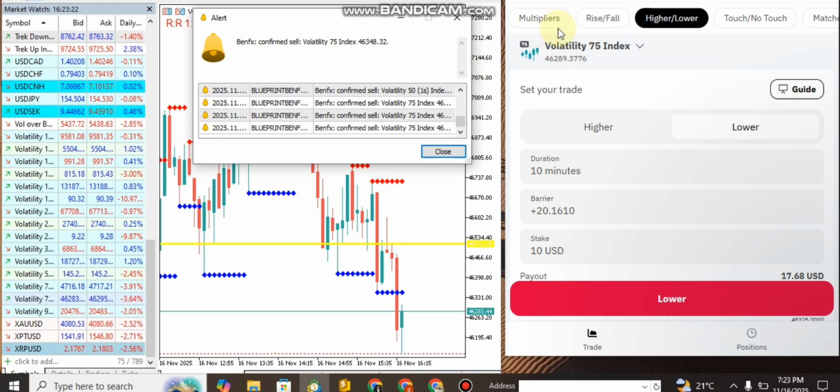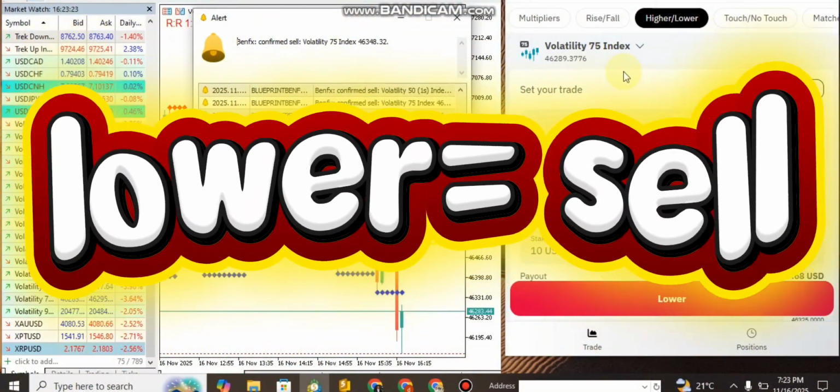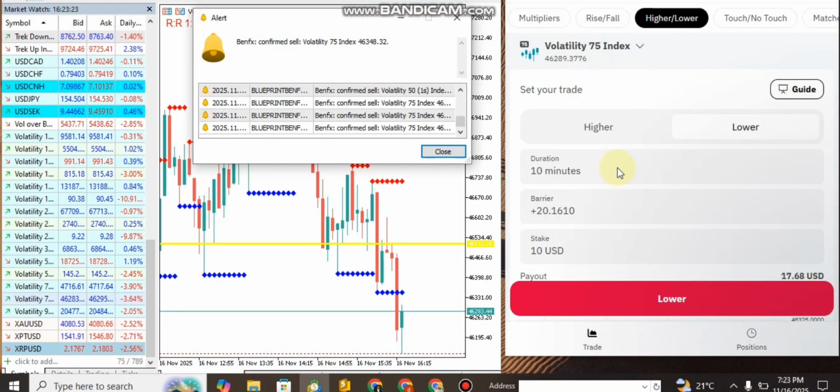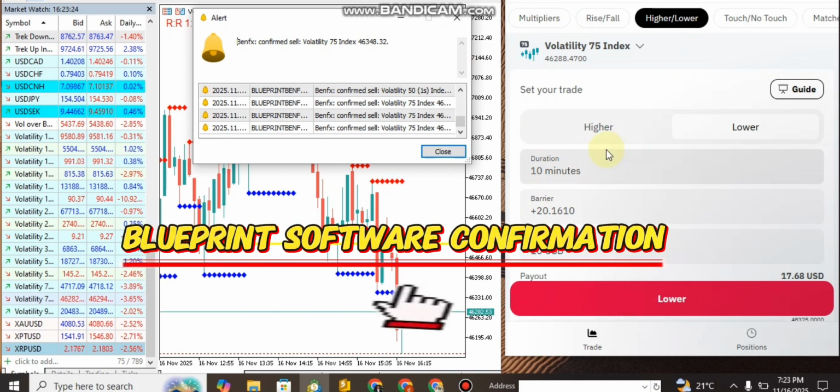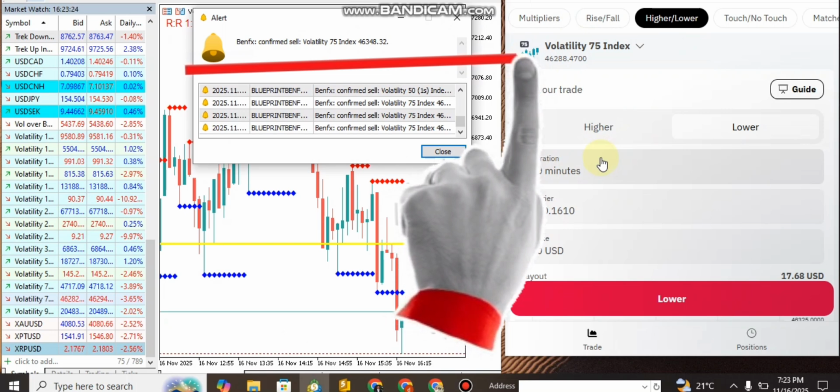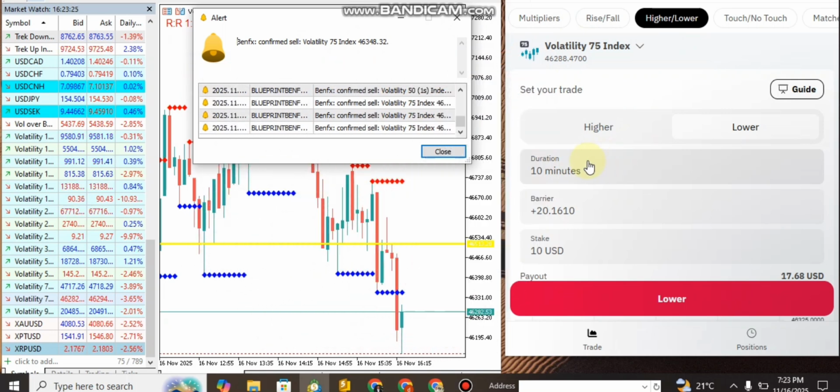So here the software follows 5 rules. That is, market crosses the blue line, and with a confirmation to trade lower on higher and lower. You trade lower, and it must give a confirmation and a risk to reward which is more than 1:1. Up there you can see it's confirmed volatility, sell volatility 75, meaning we are trading lower on volatility 75.